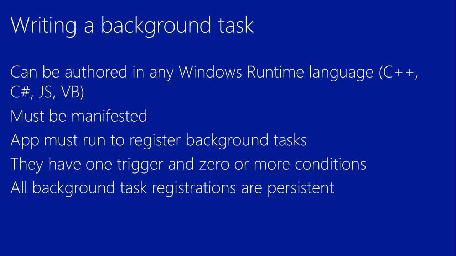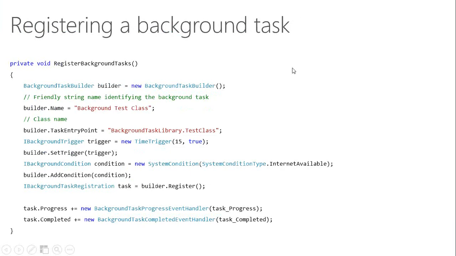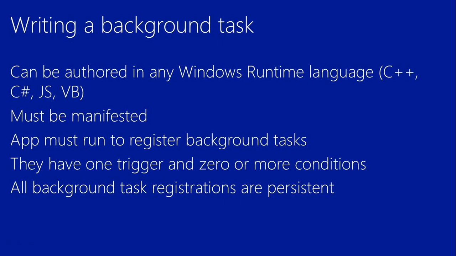Moving forward, we will take a look at writing the background tasks. The basic fundamental about writing the background task is that you can write it in any of the Windows runtime languages: C#, C++, JavaScript, VB, any of these. In fact, it's highly recommended that you decouple the background task from your application, which means that if your application is written in one language and your background task is written in another, it's not dependent on each other.